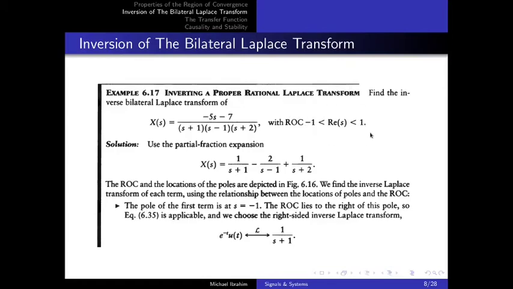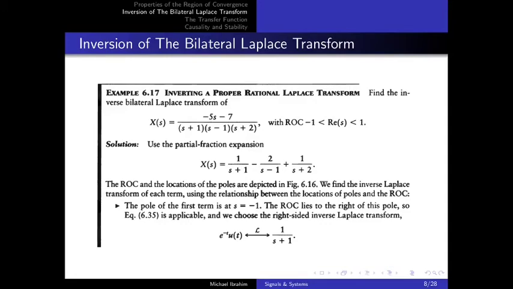And this kind of ROC tells us that we have a two-sided sequence. Because so far we've seen if we have a right-sided signal in time domain, we'll be having a right-sided ROC. If we have a left-sided signal in time domain, we will be having a left-sided ROC. And if we have a two-sided signal in time domain, we might be having either no ROC and X of S does not exist, or we have an ROC between two poles, as we've seen in the previous example.